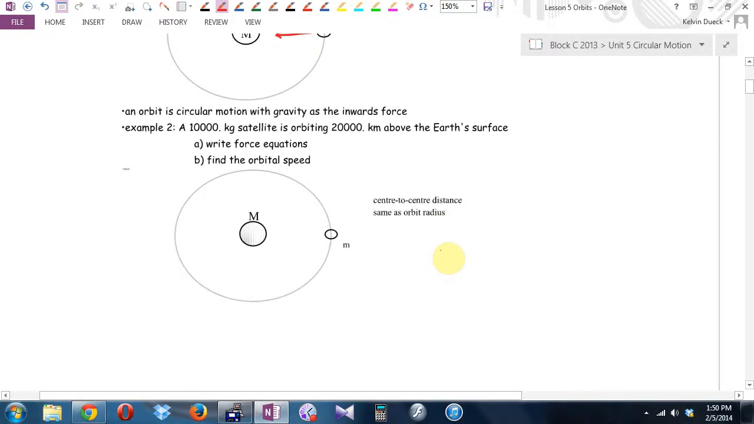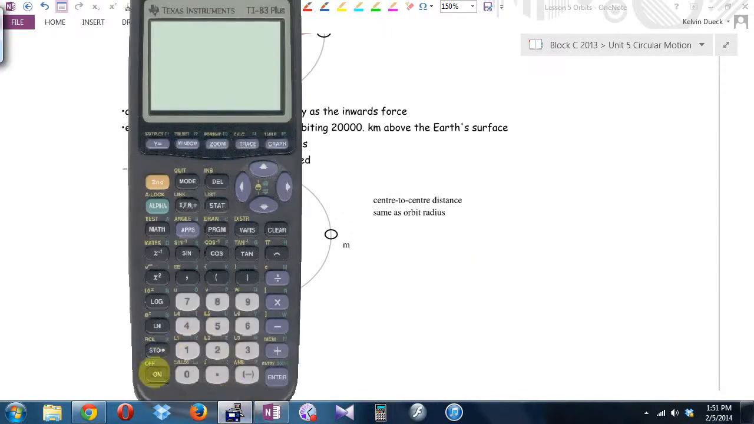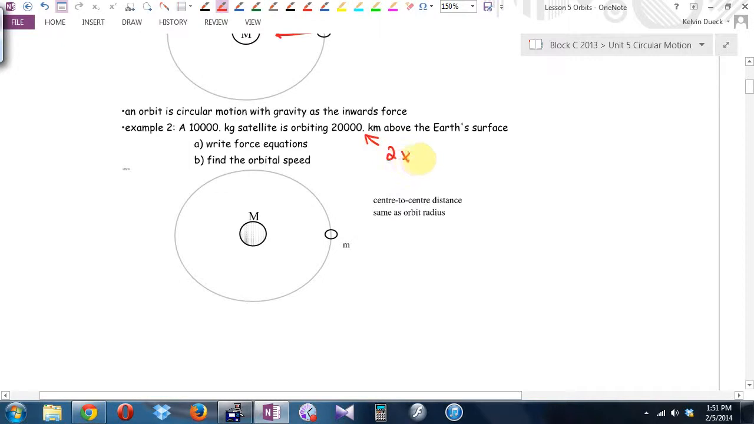Example 2. A 10,000 kilogram satellite is orbiting 20,000 kilometers above the Earth's surface. A says, write force equations. And then B says, find the orbital speed. I don't like my units, that 20,000 kilometers. I'm going to change that. So how do I go from kilometers to meters? Times by what? So I'm just going to quickly go 20,000 times another 1,000, and I get 2 times 10 to the 7th meters. Okay, now I'm a little happier.